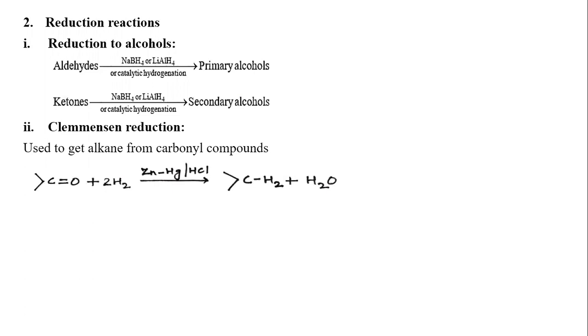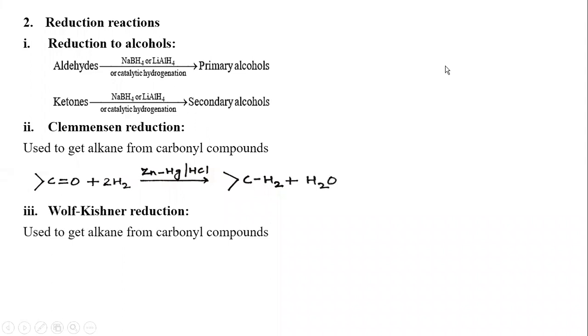So the carbonyl compound is reduced in the presence of zinc amalgam in acidic medium. The hydrogen and oxygen combine to form water molecules, and the hydrogen atom replaces the oxygen to form the alkane. Similarly, the Wolff-Kishner reaction is also used to convert the carbonyl compound to the alkane.